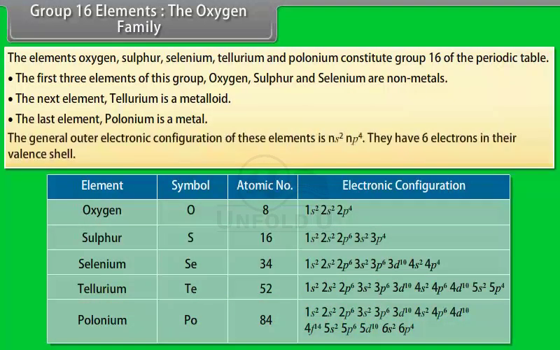The general outer electronic configuration of these elements is ns2np4. They have 6 electrons in their valence shell. General trends in the properties.